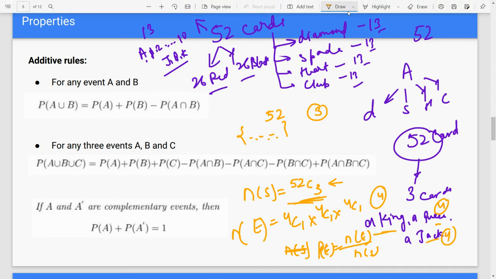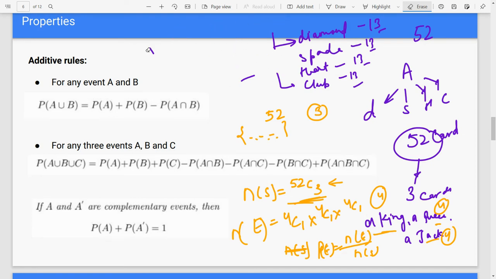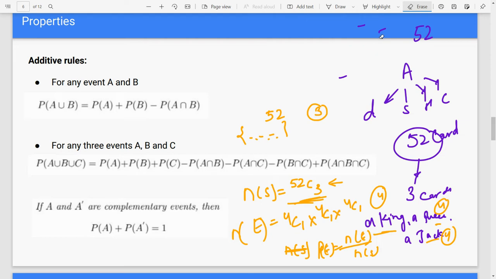Now, what we have talked about so far is a single event, event A, where we define something and then try to find the probability. In general, it may happen that you have more than one event, two events or three events. So how do those things come into the picture? Let's say you have two events A and B, and you are trying to find the probability of A union B.